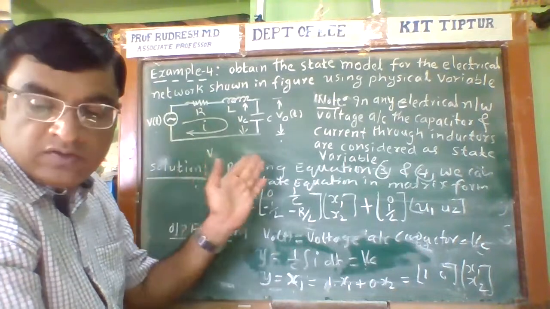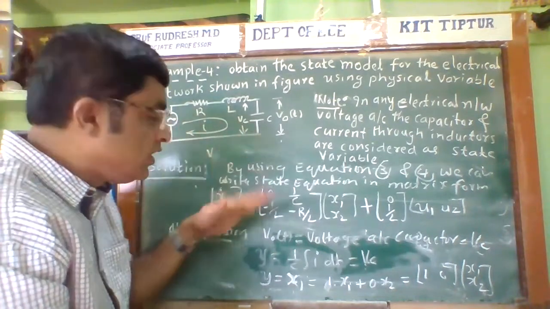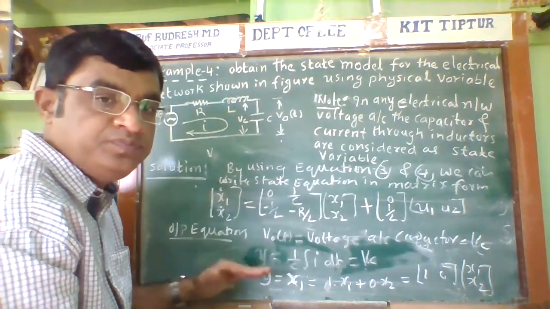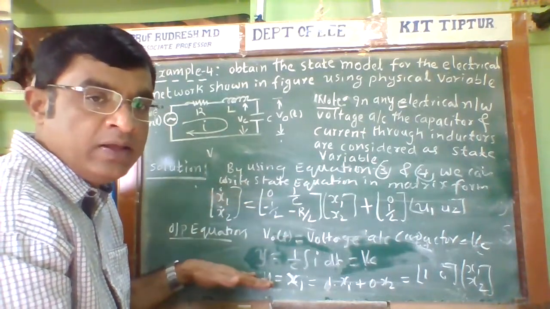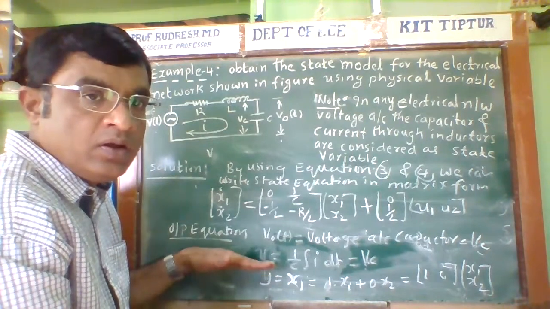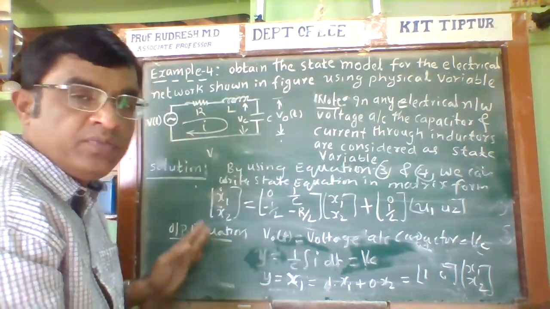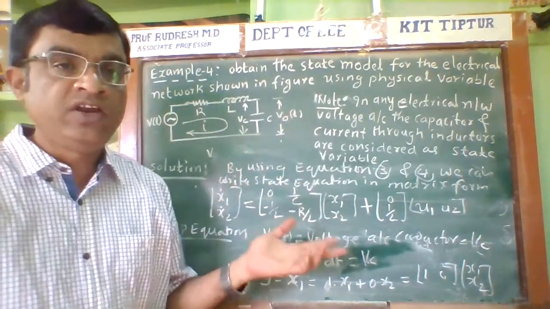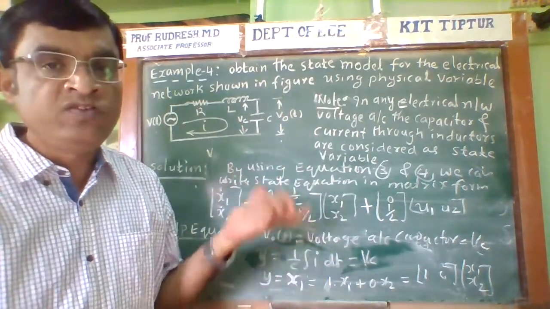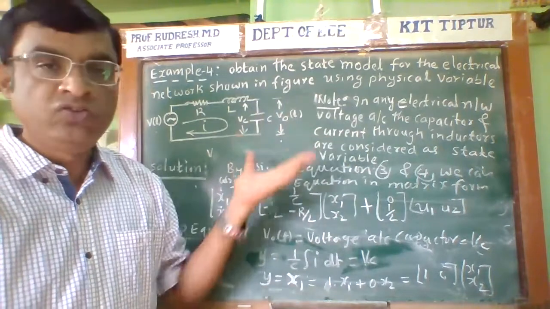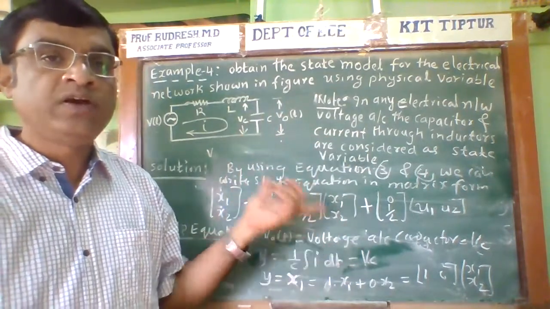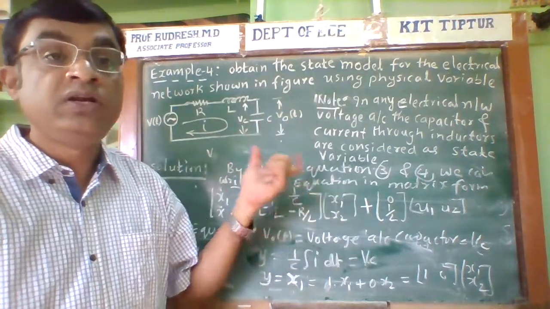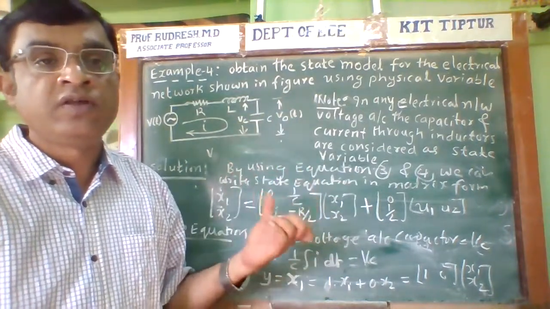Hence the state model is nothing but the output equation and the state equation. When we want to write the state model for an electrical network, the important thing is that we need to assume the voltage across the capacitor and the current through the inductor as state variables.